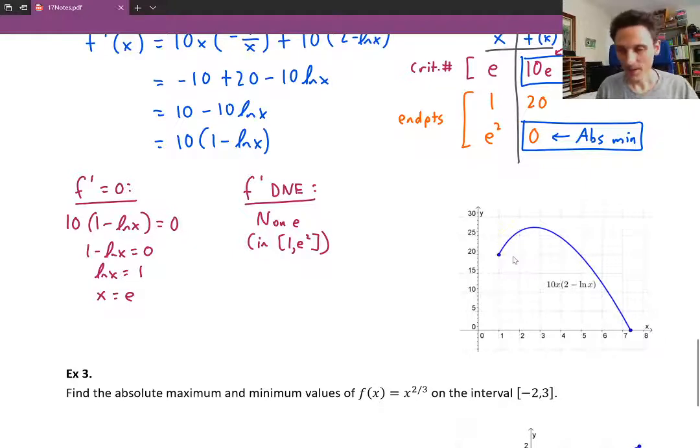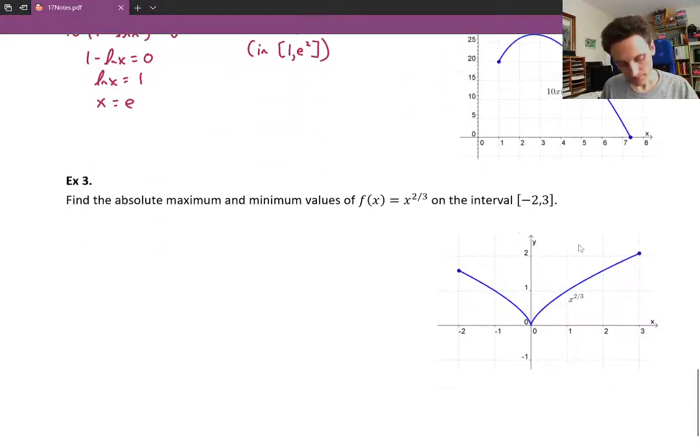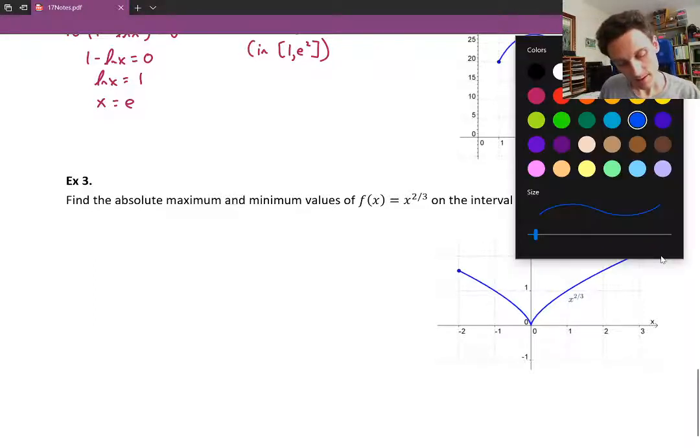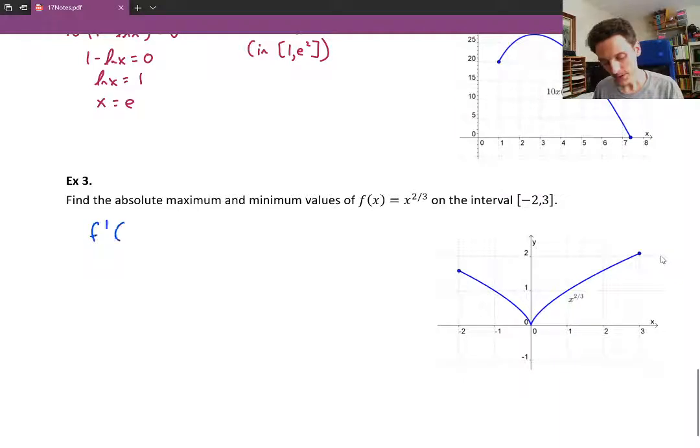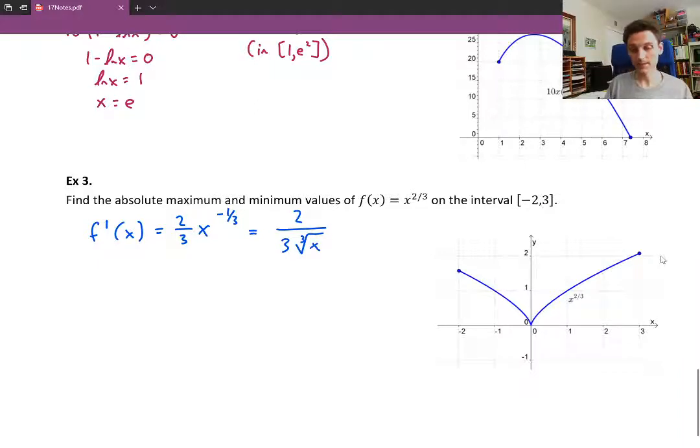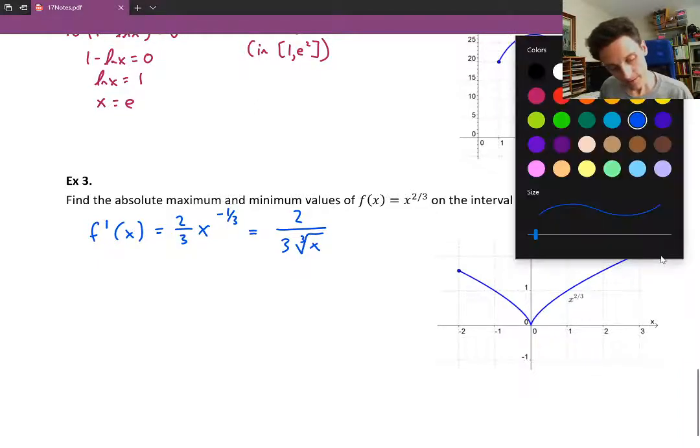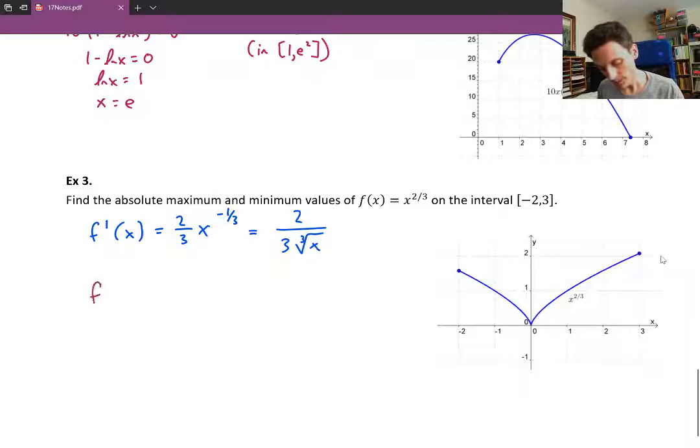Great. Looking at example 3, it says find the absolute max and absolute min values of f of x equals x to the 2/3 on the interval from -2 to 3, closed interval. Here we're going to start with the first derivative again. We can clean this up a little bit. We can write 2 over 3 times the cube root of x. Figure out where that is equal to 0 and where it does not exist.